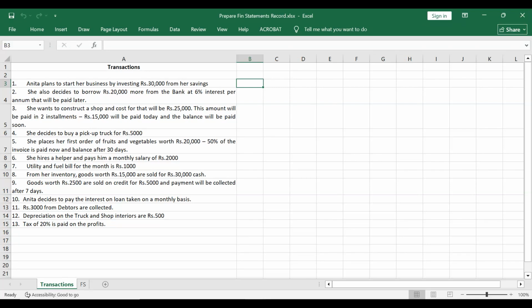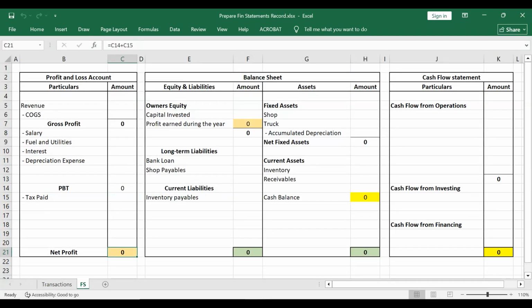So let's post the first transaction. Anita plans to start a business by investing 30,000 from her savings. So here the business is getting capital or equity. Now, whenever we are entering any amount in the balance sheet or in the profit and loss account, we will always start by putting an equal to sign. So equal to 30,000. Now, raising money in the form of equity is a part of financing activity. So let us write it over here.